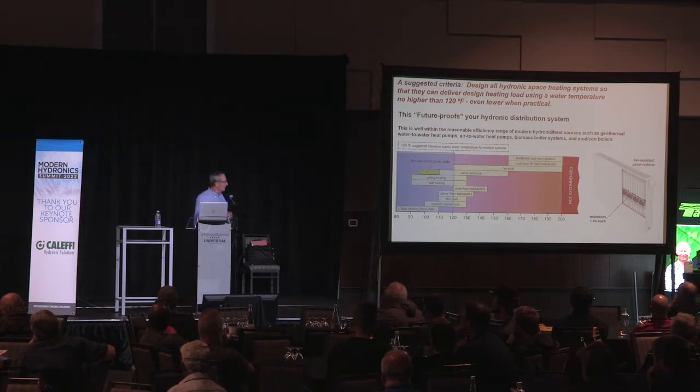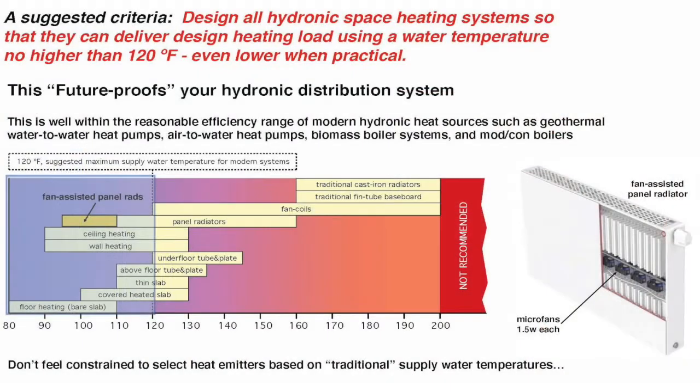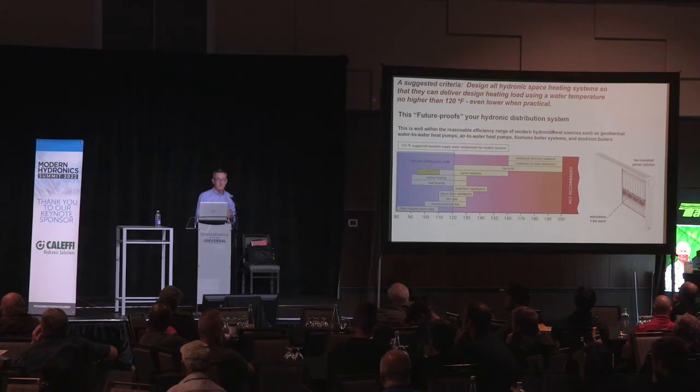But if you've never seen it before, about halfway down on that panel radiator, you see there's a rack of very small little fans. These fans are like the fans you have in a desktop computer. They run on about 1.5 watts each at full speed. And those fans are in there to bring up the convective output of the radiator at low water temperatures. That radiator system is specifically built to be compatible with heat pumps.